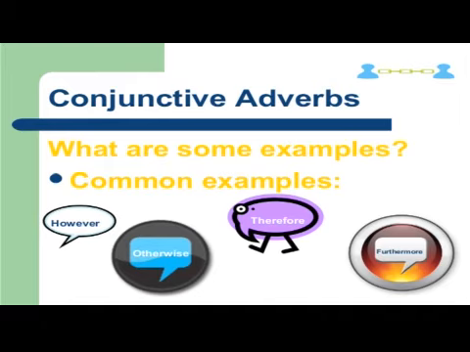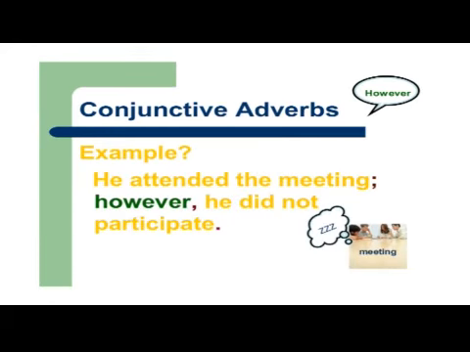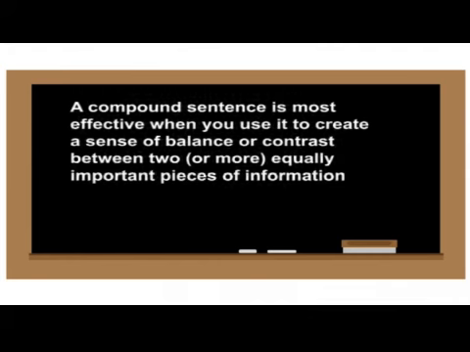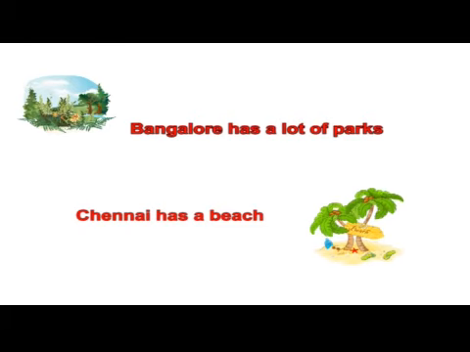Take a look at the example. Here the subjects are in yellow, verbs are in green, and the coordinators and the commas that precede them are in red. This is the simple syntax of compound sentences. A compound sentence is most effective when you use it to create a sense of balance or contrast between two or more equally important pieces of information. For example, consider the sentence, Bangalore has a lot of parks, but Chennai has a beach. It is rather easy, is it not, students?